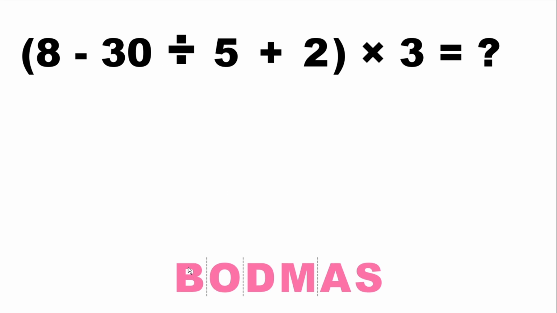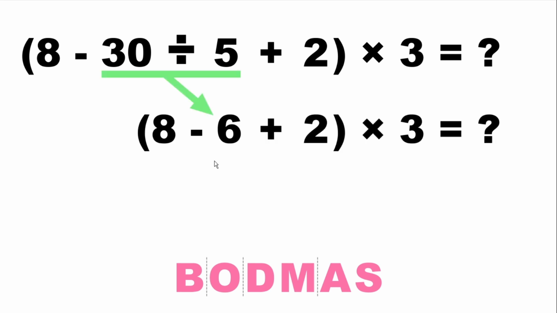So let's look at BODMAS: brackets no, orders no, divide and multiply, yep, so we've got to do the division first here. So we've got 30 divided by 5, that would be 6. So then you'd be left with 8 minus 6 plus 2 in the brackets. So we're still dealing with the stuff inside the brackets now, we haven't quite finished that yet.